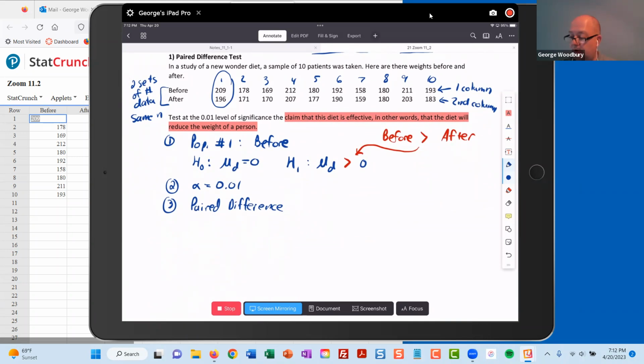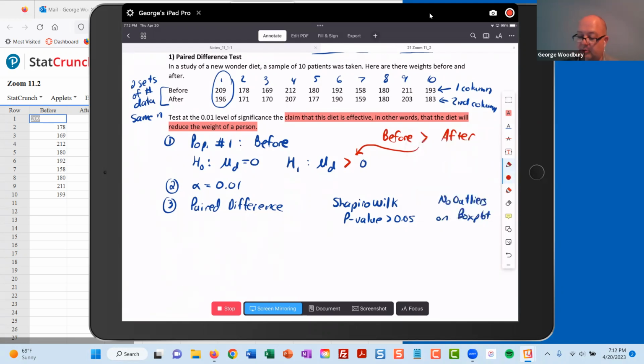And there's two things that we're looking for. We want our Shapiro-Wilk p-value to be above 0.05. And we're also looking for no outliers on the box plot. And StatCrunch will calculate those for us as we go through the process of doing the pair difference test.